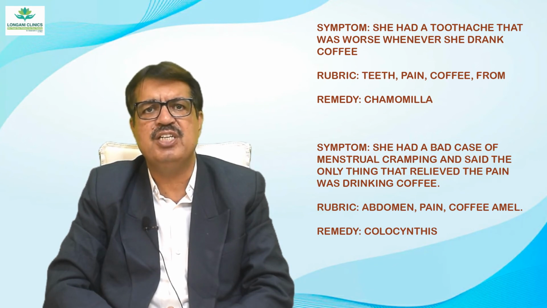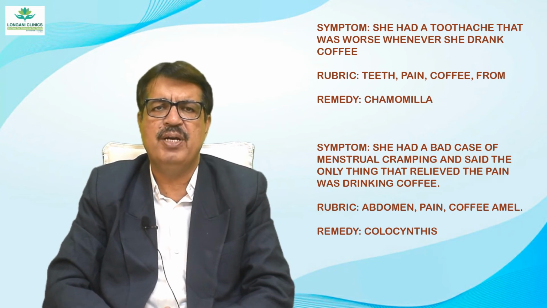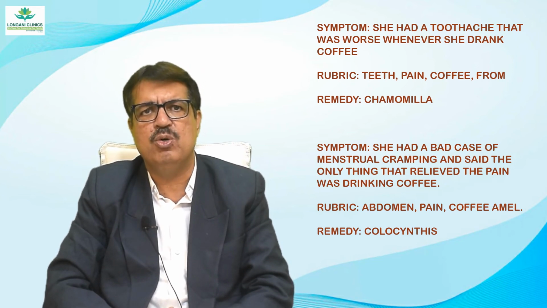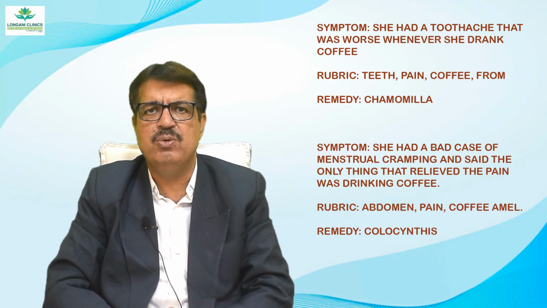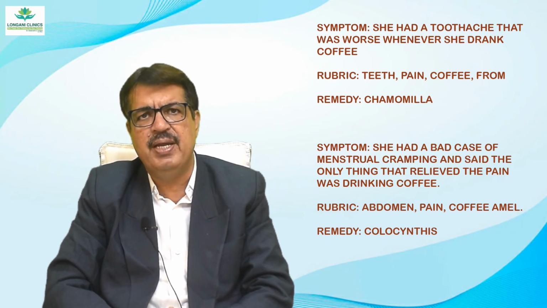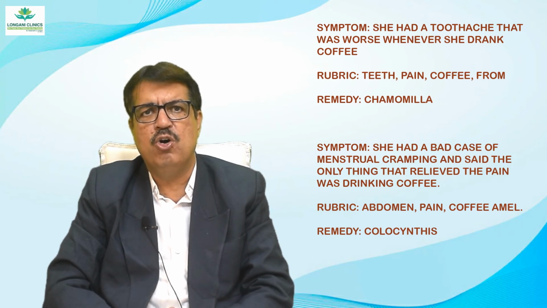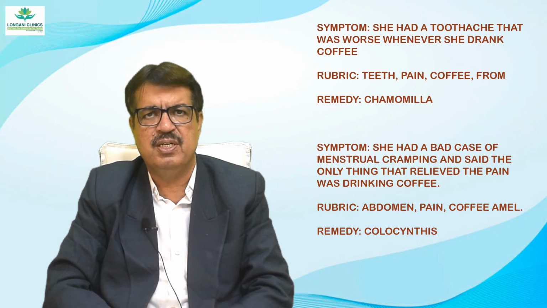The remedy is Chamomilla. Symptom: she had a bad case of menstrual cramping and said the only thing that relieved the pain was drinking coffee. Rubric, abdomen, pain, coffee, amelioration. The remedy is Colocynth.